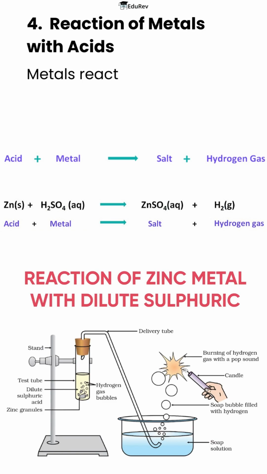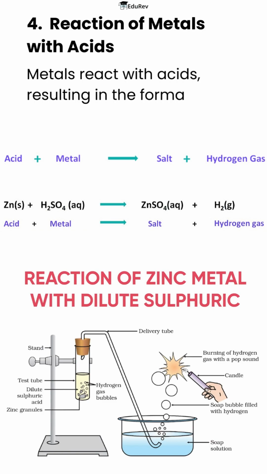Metals react with acids, resulting in the formation of salts and hydrogen gas. Example, zinc reacting with sulfuric acid forms zinc sulfate and hydrogen gas.